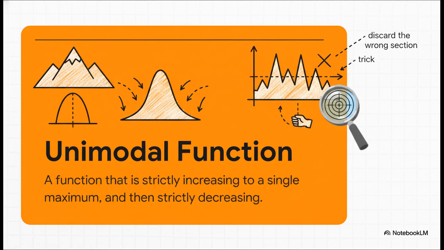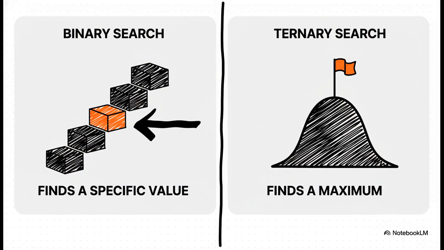And this, right here, is probably the biggest misconception out there. Let me be clear. Ternary search is not a replacement for binary search. They solve completely different problems. Binary search finds a specific item in a sorted list. Ternary search finds the highest value on a hill-shaped curve. Totally different tools for totally different jobs.